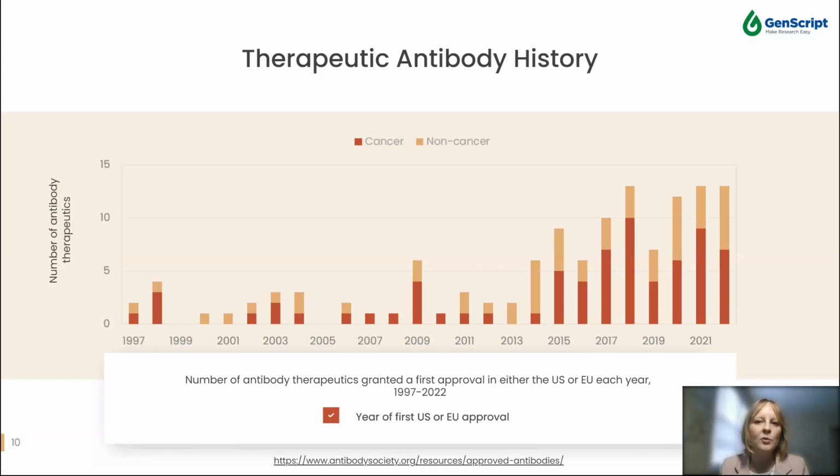So looking even more at the history, I do want to point out that over half of these therapeutic antibodies are treatments for cancer, the other half being non-cancer. This really shows that antibodies have demonstrated to be an effective method to treat cancer, and they continue to be as our different technologies are developed.